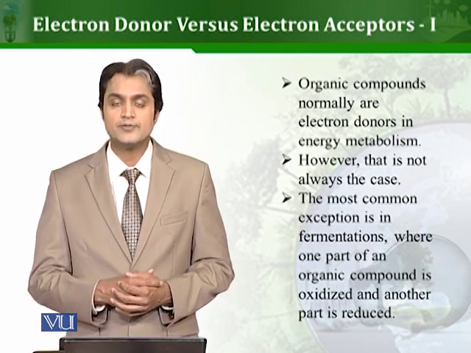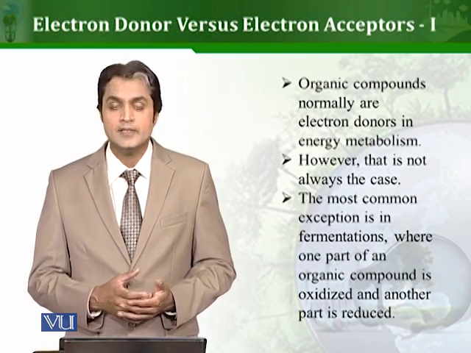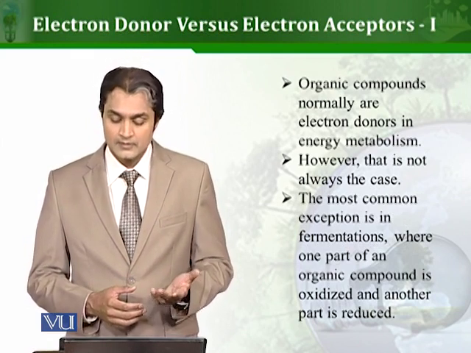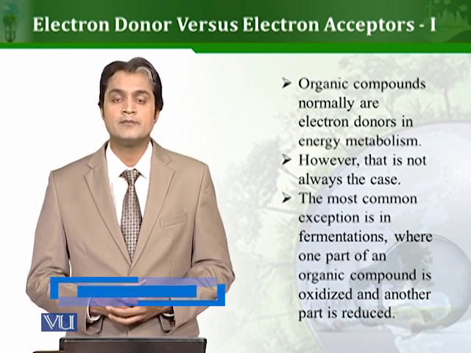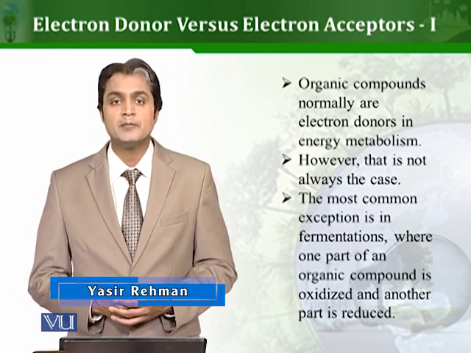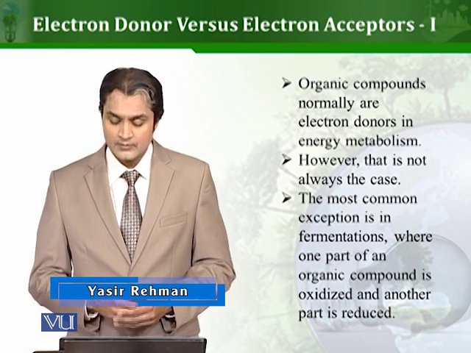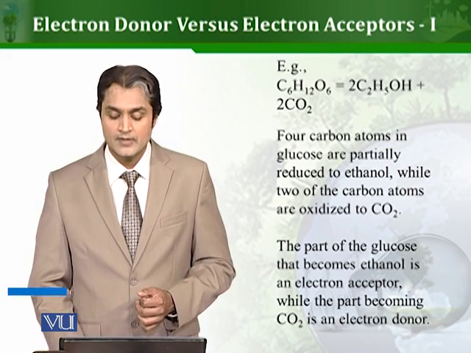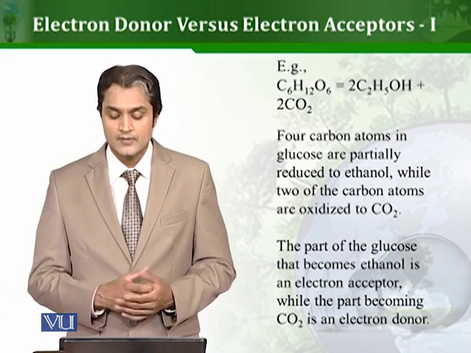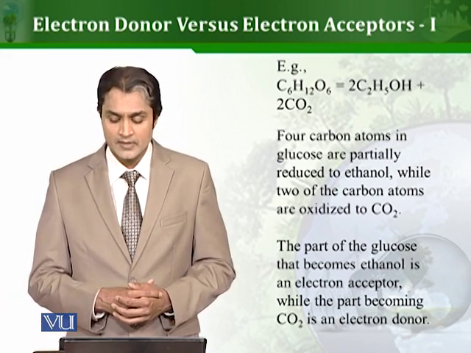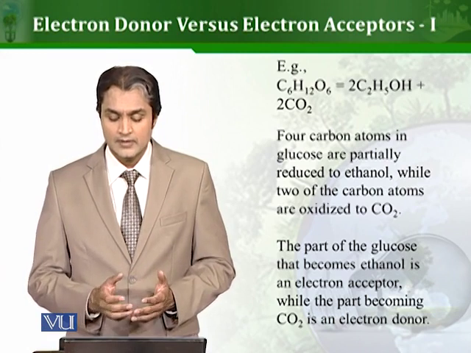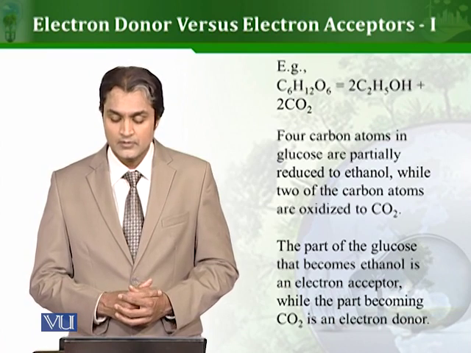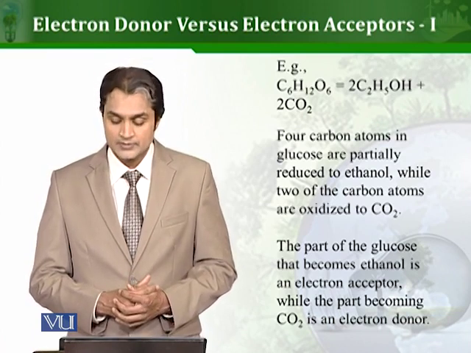Now, organic compounds normally act as electron donors in energy metabolism, but this is not always the case. For example, in some exceptions, like fermentation, one part of the organic compound is oxidized while the other part is reduced. For example, over here you can see that glucose is being converted to ethanol and carbon dioxide. Four carbon atoms in the glucose are partially reduced to ethanol, while 2 of them are being oxidized to carbon dioxide.